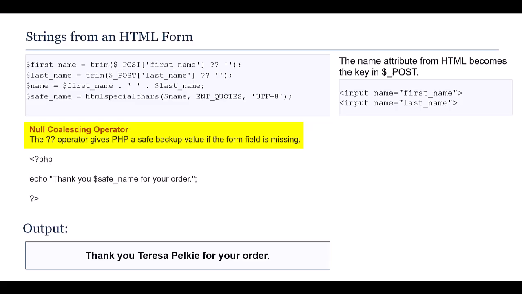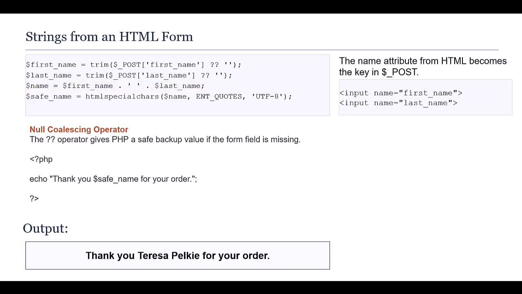It gives PHP a backup value if the form field does not exist yet. The trim function removes extra spaces from the beginning and end of the submitted text. Now we can concatenate the first name and last name.